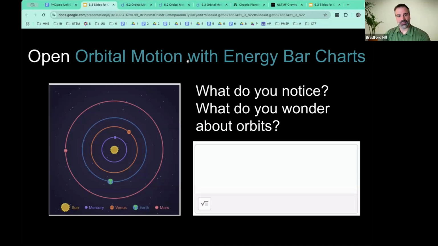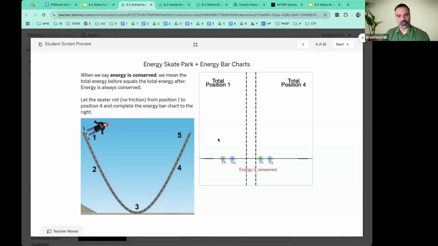All right, so with that, let's take a peek at the orbital motion. Here, we just want to tie the energy analysis that they did in Unit 2 around the bungee jump to orbital motion. So let's start simple, build the complexity. So we revisit the energy skate park, and at position 1, they don't have any kinetic energy, but they have a lot of gravitational potential.